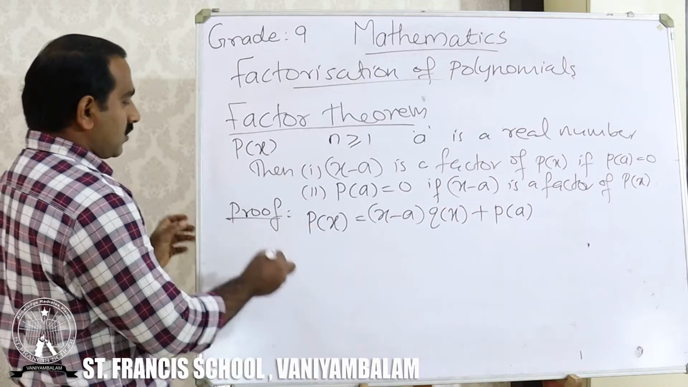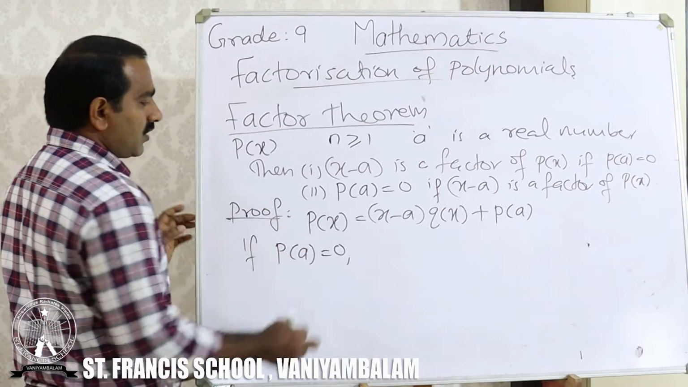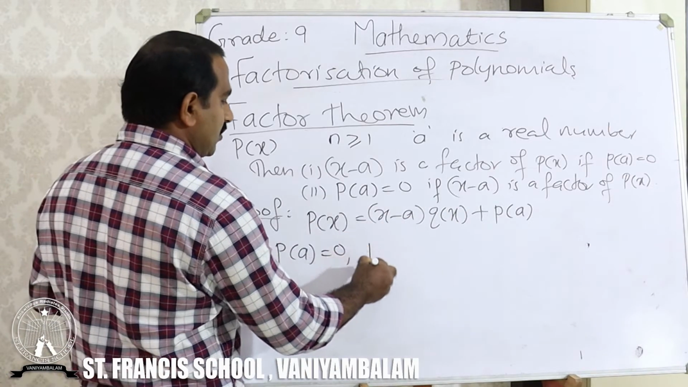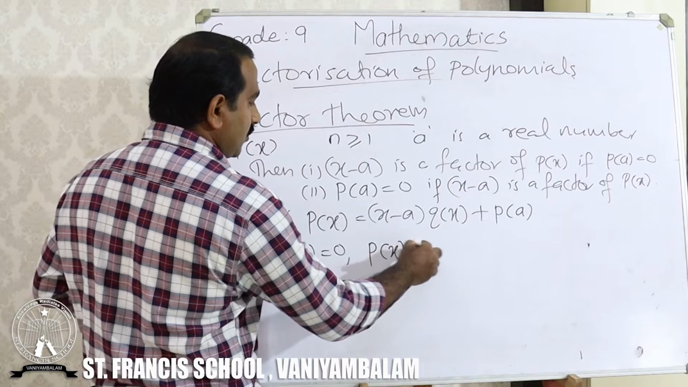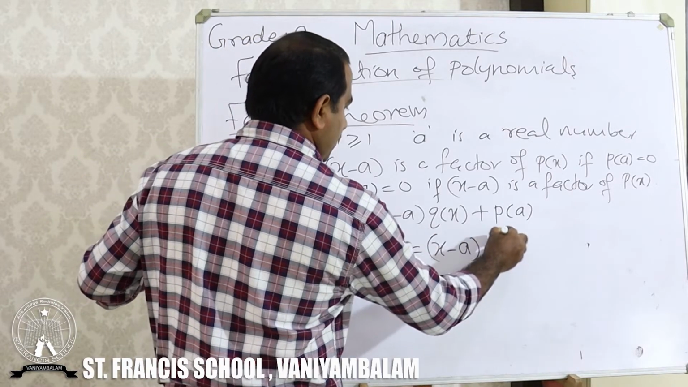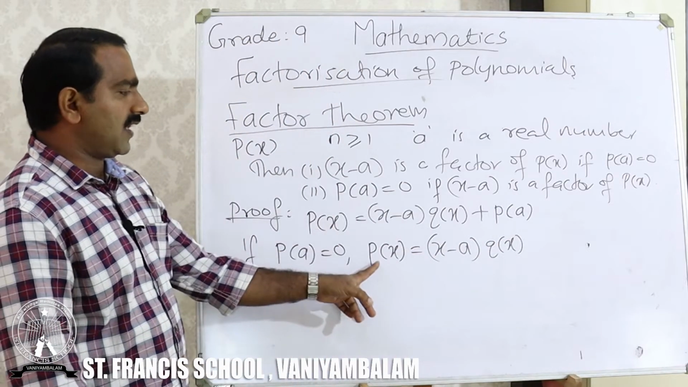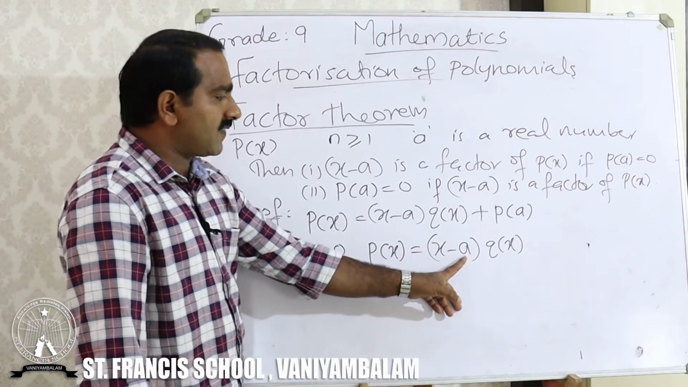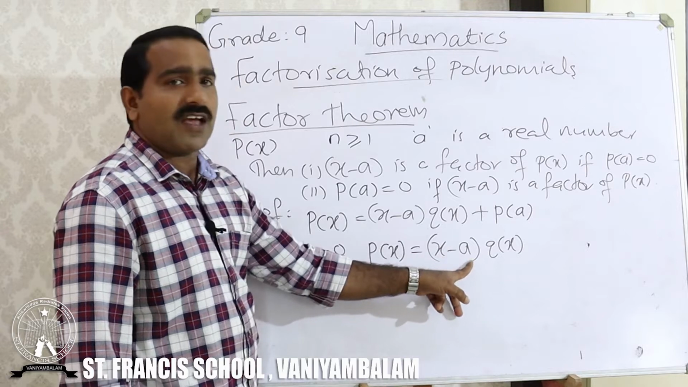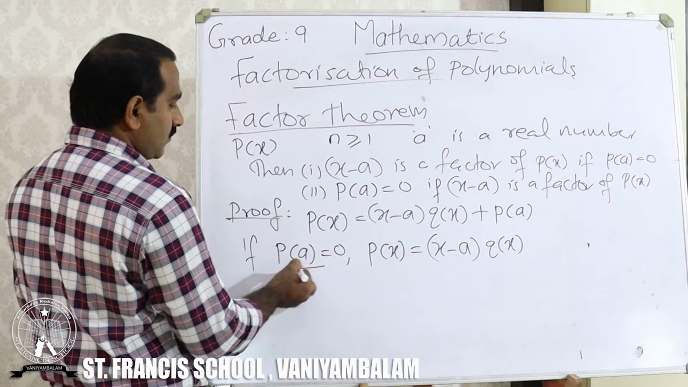Now the first condition: x minus a is a factor of P of x if P of a equals 0. Now we are going to substitute. If P of a equals 0, what do you get? Then we get P of x equals x minus a into q of x. If P of a equals 0, then P of x equals x minus a into q of x, which shows that x minus a is a factor of P of x. Okay, so we proved the first one.